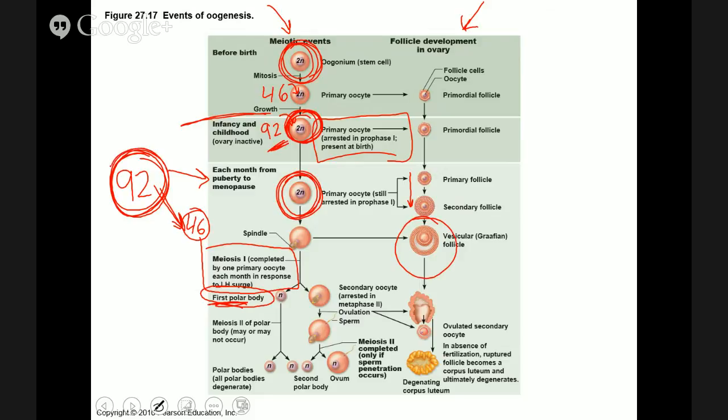But we want to keep the nice big cell because we need all the cytoplasm we can, because when the sperm's chromosomes merge with the egg's chromosomes, they need a place to go. The sperm is basically just carrying the chromosome material. That's it. So once we do that, now we have a nice big cell with 46 chromosomes, okay? So we got rid of the first polar body.